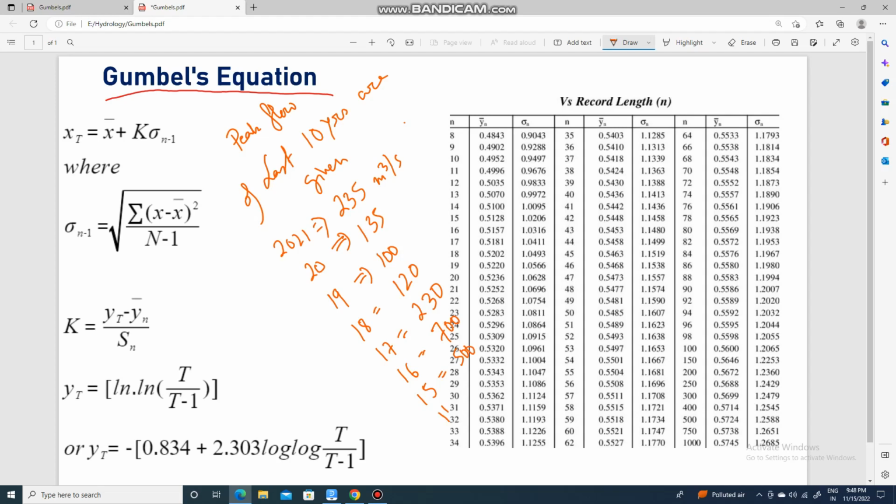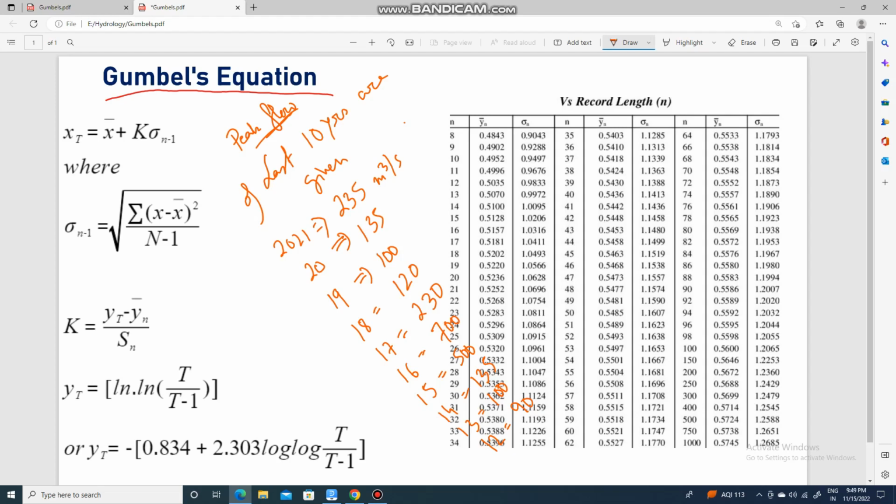In 2014, it is again 135. In 2013, it is 100. In 2012, it is 90 only. So here you see the last 10 years of data of peak flow. Peak flow means the maximum flow observed in that year. So these are given to you.